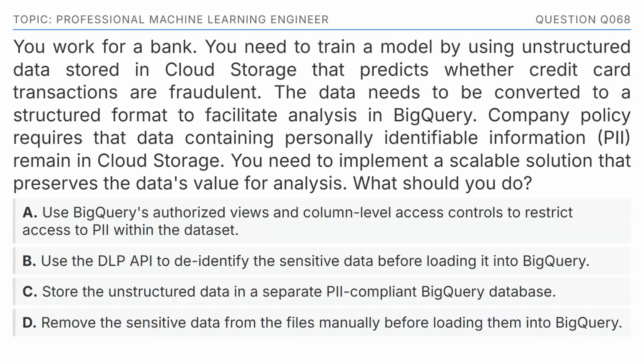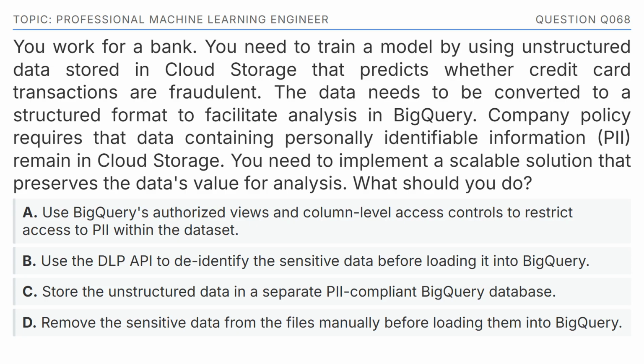You work for a bank. You need to train a model by using unstructured data stored in cloud storage that predicts whether credit card transactions are fraudulent. The data needs to be converted to a structured format to facilitate analysis in BigQuery. Company policy requires that data containing personally identifiable information, PII, remain in cloud storage. You need to implement a scalable solution that preserves the data's value for analysis.